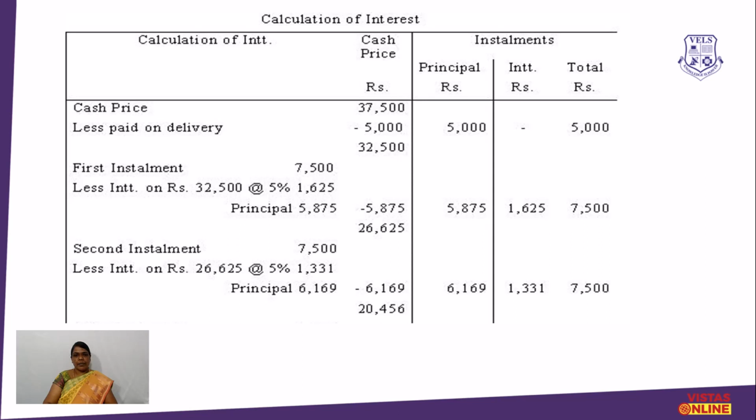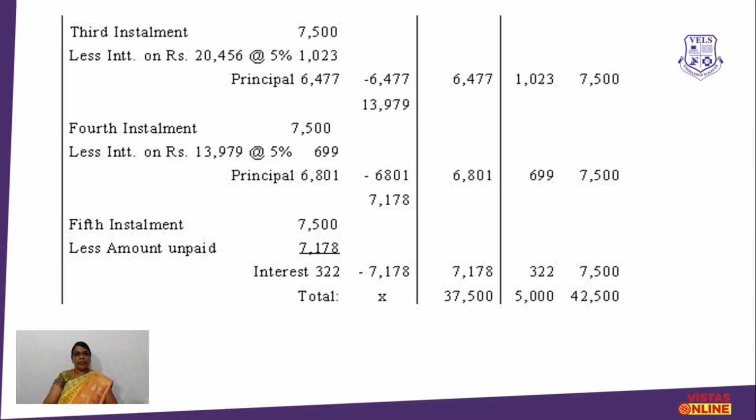second year closing balance, 26,625 minus 6,169. You will get the balance 20,456. This principal amount 6,169 we will write in the principal amount column, and in the interest column we will write the interest amount 1,331. In the total column we will write the second installment amount. Total amount is 7,500.